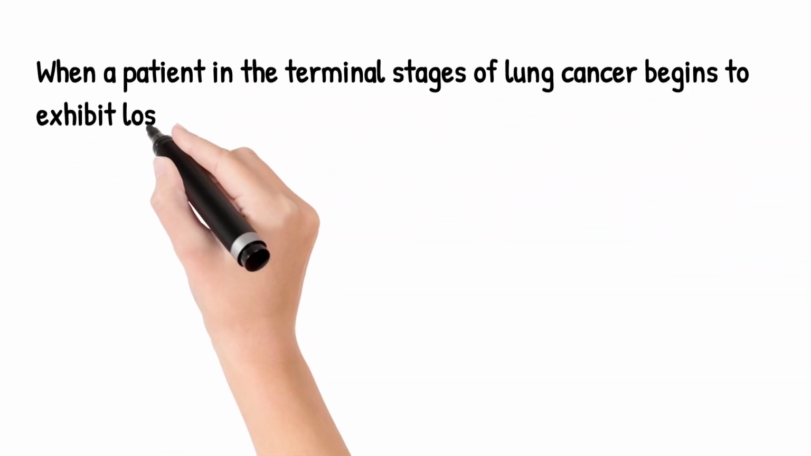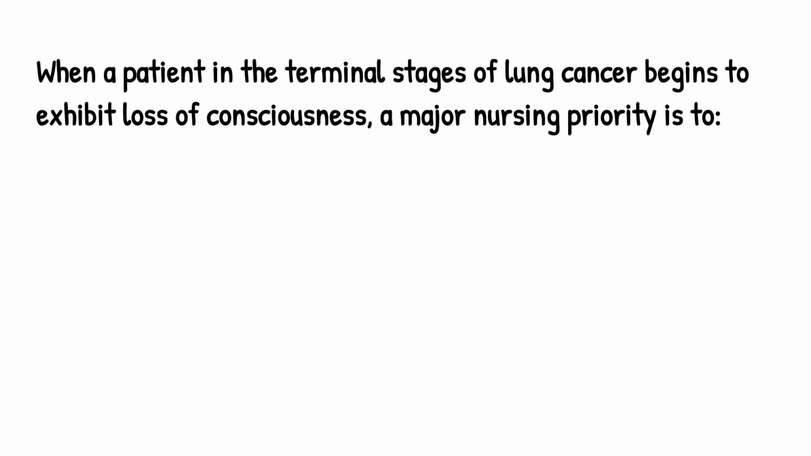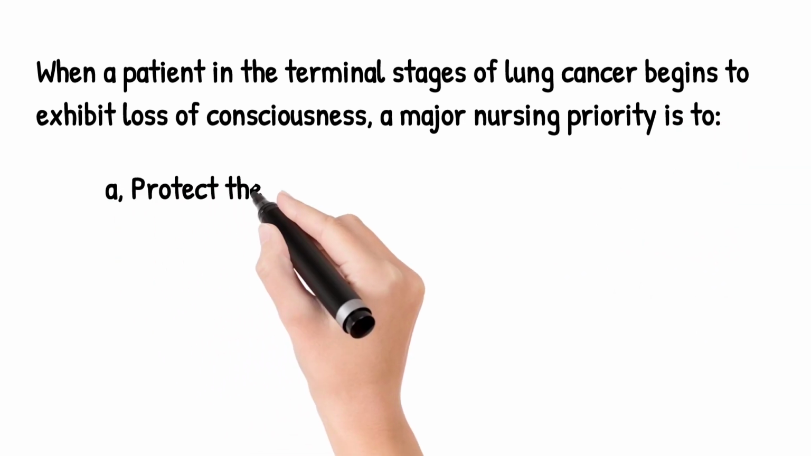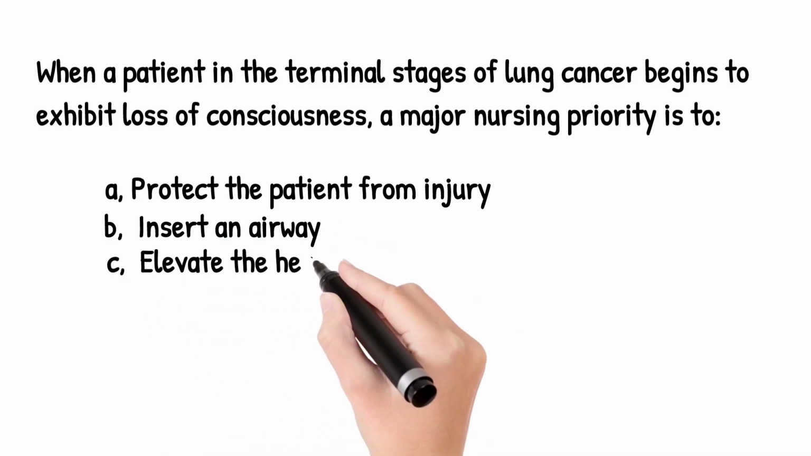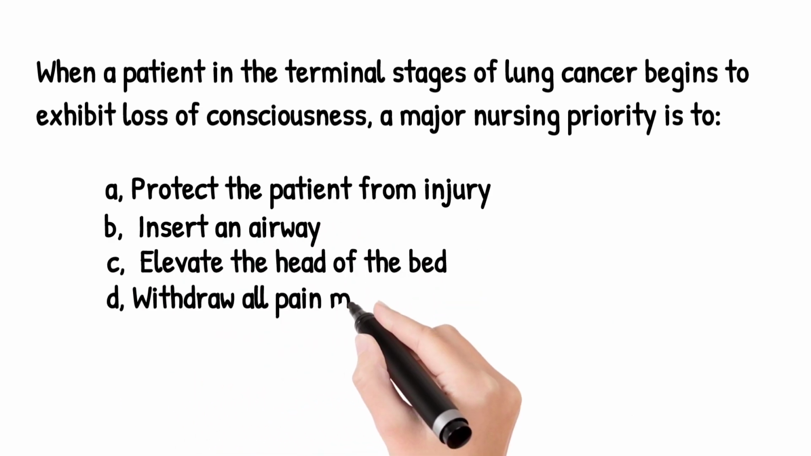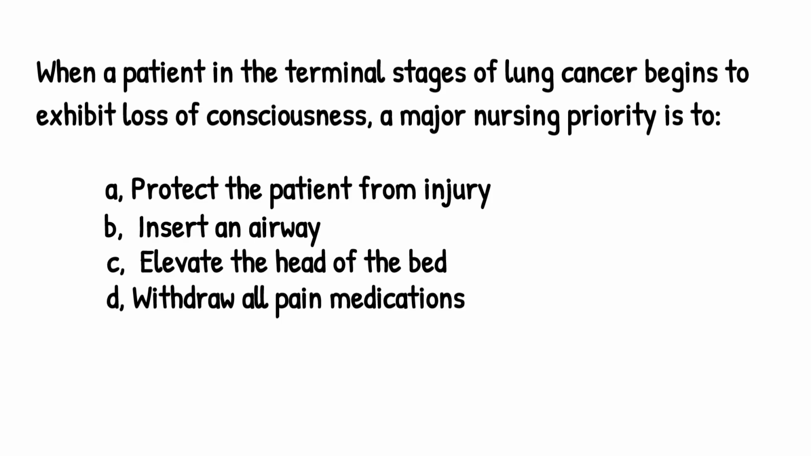When a patient in the terminal stage of lung cancer begins to exhibit loss of consciousness, a major nursing priority is to: Option A. Protect the patient from injury. Option B. Insert an airway. Option C. Elevate the head of the bed. Option D. Withdraw all pain medication.